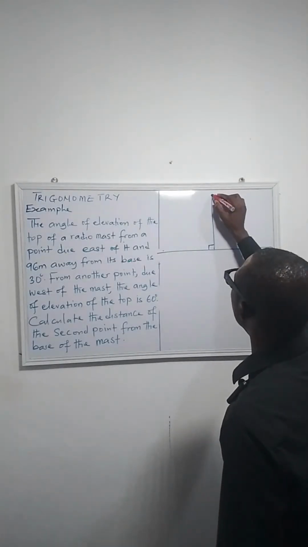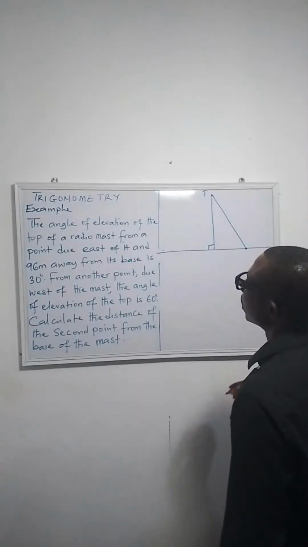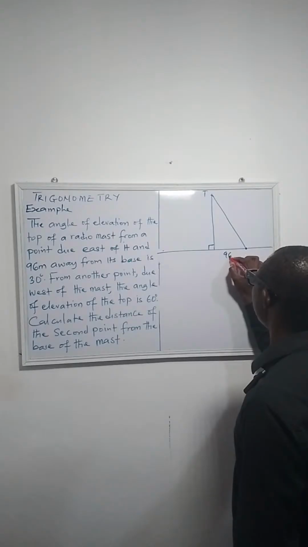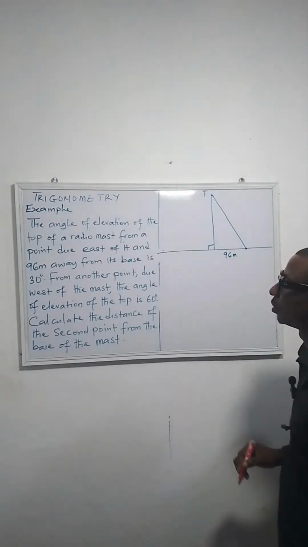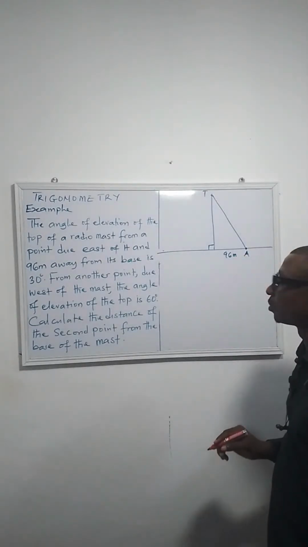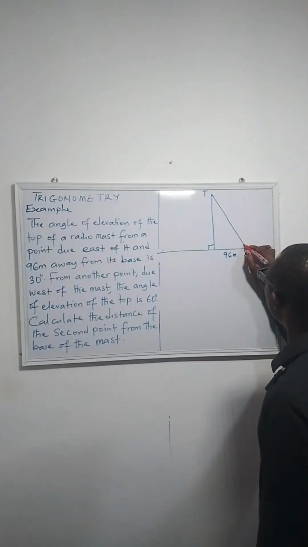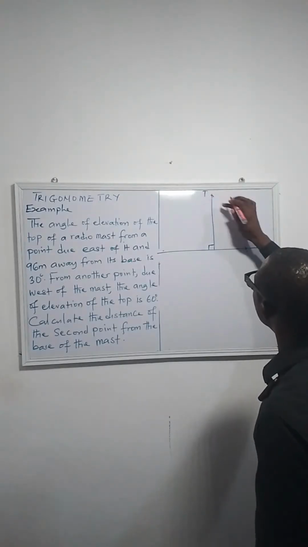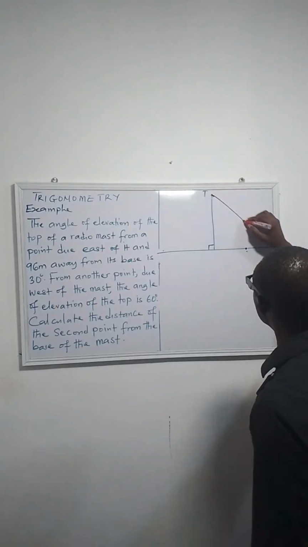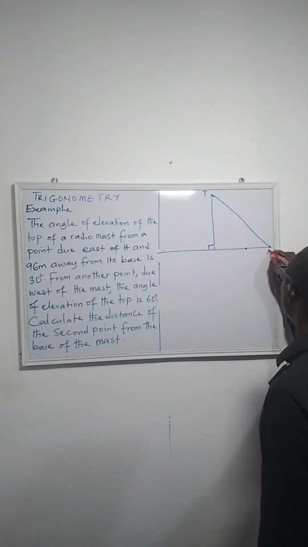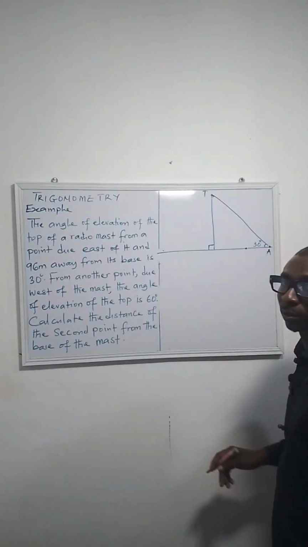So we have this to be the top, and the distance here should be 96 meters. Okay, let's call this point A. And the angle of elevation here is 30. Now let's move this to the back a little bit. Let's move it down this way. So this point A, the angle here is 30 degrees.